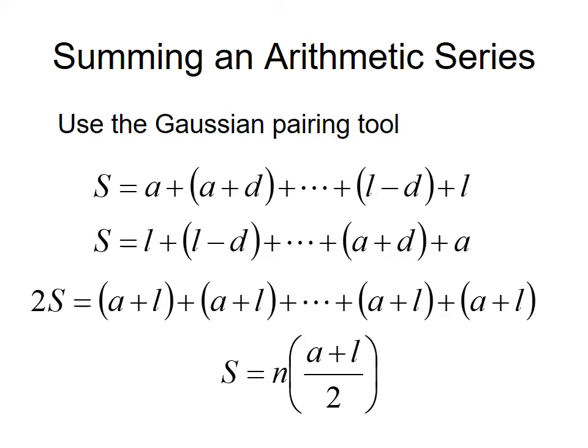And every pair of terms becomes a plus l, and you have n of those, right, because you had n terms, but on the left you have 2s. So divide by 2 and you get that. So you take the first term, you take the last term, you take their average, and you multiply that by the number of terms.